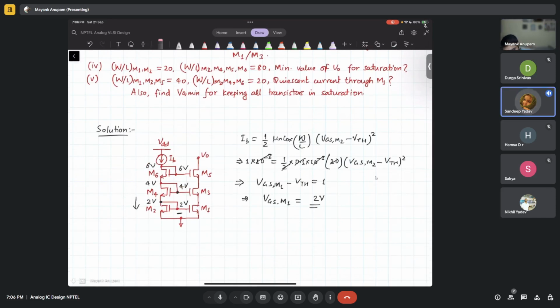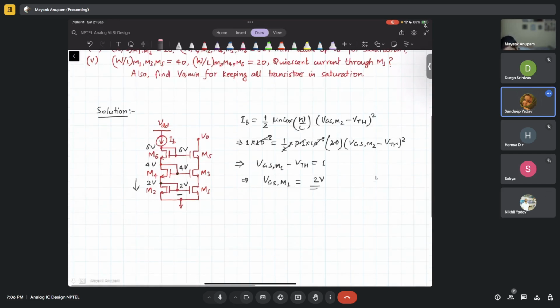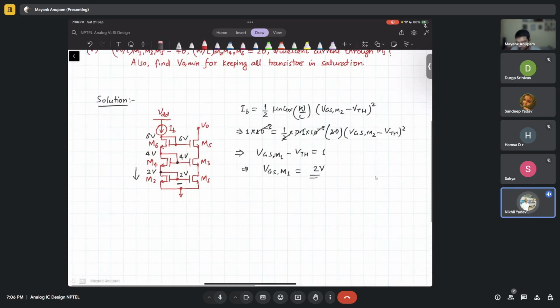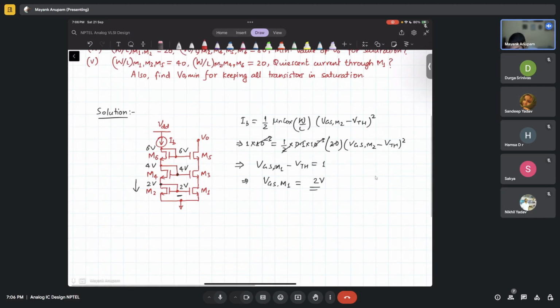How to find VD for M1? Like how I have taken is VD should be greater than, minimum it should be VGS minus threshold, right? True, that minimum thing is true. But I am saying that the current relationship also has to be followed, right? So okay, let's go through your way. So you're saying that the voltage at this point should be how much? 1 volt. That is what you're saying, right?